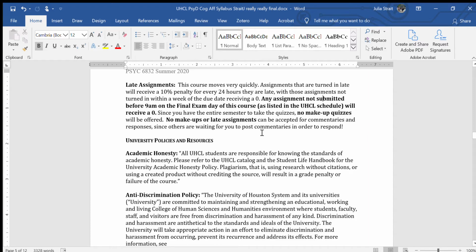No makeup quizzes, because you can take them whenever you want. Don't wait till the last minute to take them. That's what I recommend. Make sure you're at a stable internet connection.